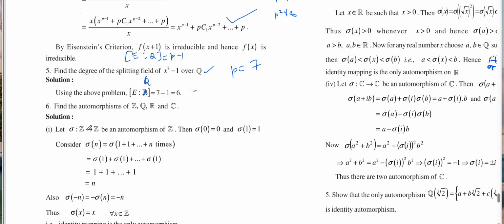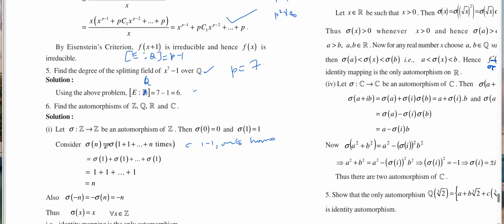First we'll start with Z. We do not know what the automorphism is, so let us name it sigma. Let sigma from Z to Z be an automorphism of Z, the set of integers. Here the ring structure is what we consider. Automorphism means sigma is one-to-one, onto, a ring homomorphism, and that homomorphism takes identity element to identity element, so sigma takes 1 to 1.